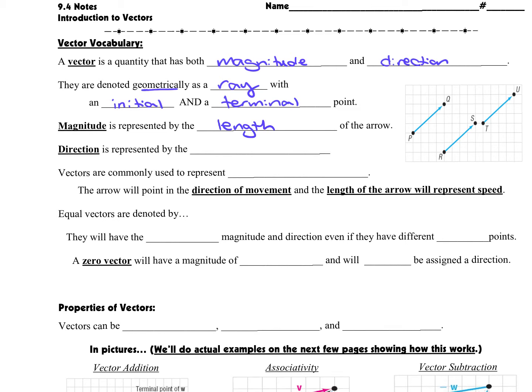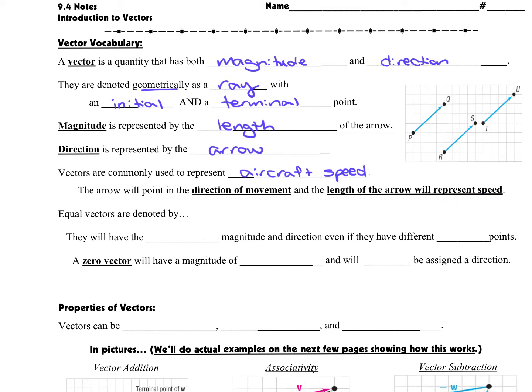Now, the direction is going to be represented by that arrow, and that's going to be important to us as well. Vectors are commonly used to represent, let's say, aircraft speed. That's pretty common. We're not going to do a lot of the applications in this course, but there are many applications for vectors, okay? So our arrow is going to tell us the direction of the movement, and the length of the arrow would represent the speed.